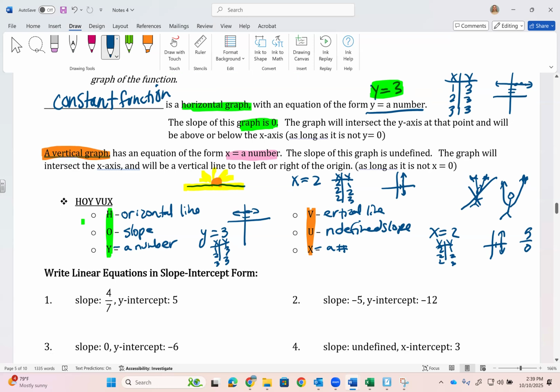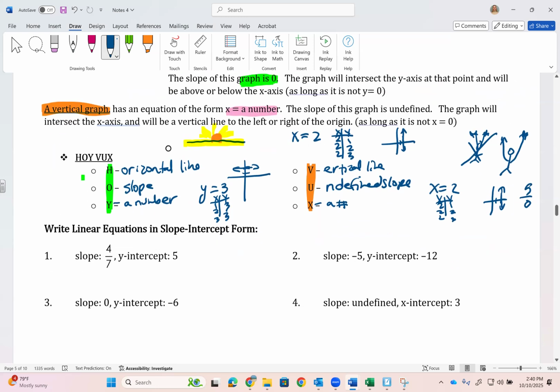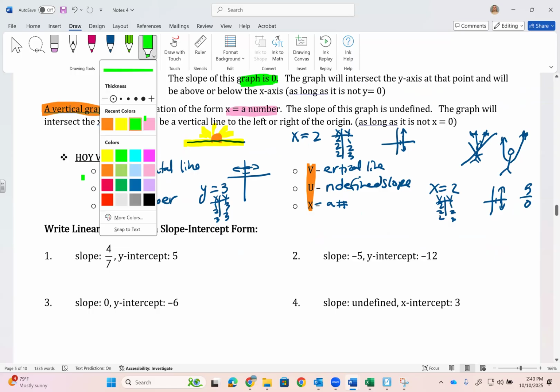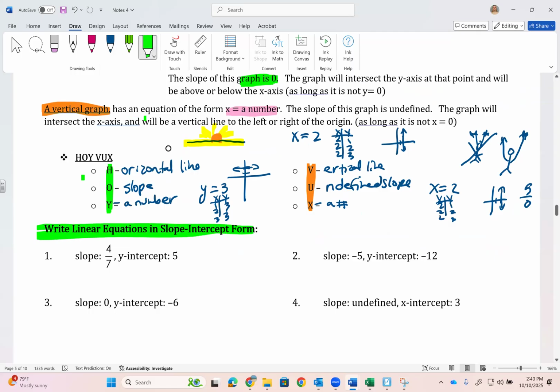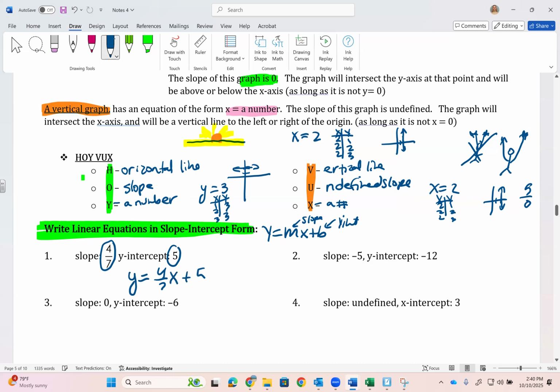So the next thing we're going to do is write equations in slope-intercept form. First of all, what is slope-intercept form? Slope-intercept form is y equals mx plus b, where m is the slope and b is the y-intercept. So to write this equation, that's the slope right here, and this is the y-intercept. So y equals, we know the slope, and we write the y-intercept.